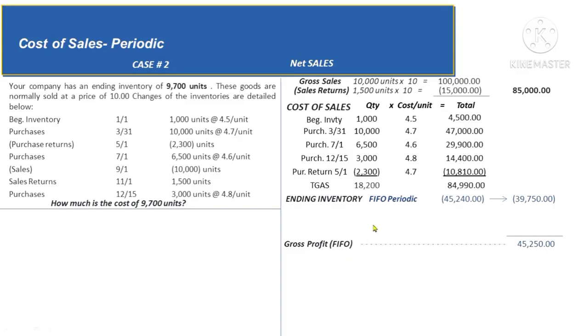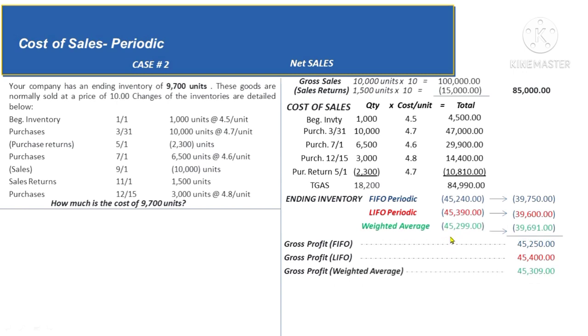So if we use the LIFO periodic inventory, we will get a cost of sales of 39,600 and a gross profit of 45,400. On the other hand, if we deduct the merchandise inventory end computed using the weighted average, which is 45,299, we're going to get a cost of sales and gross profit of 39,691 and 45,309 respectively.